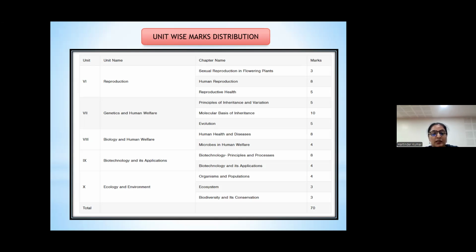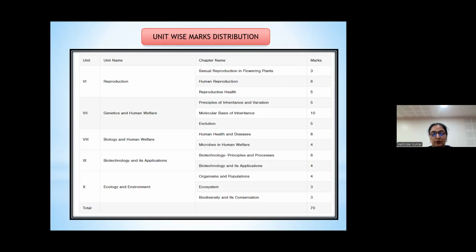The unit of genetics and evolution, we have again 3 chapters. Principles of inheritance and variation for 5. Molecular basis of inheritance for 10. And evolution again for 5, that is leading to 20 marks of this unit.